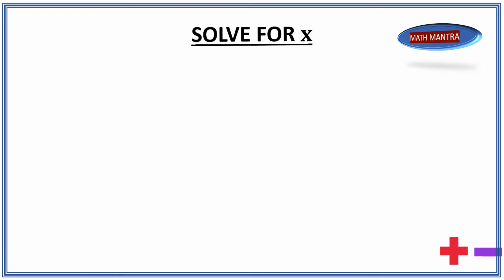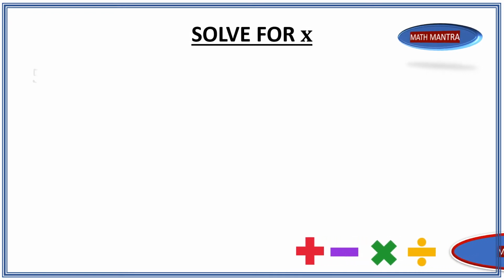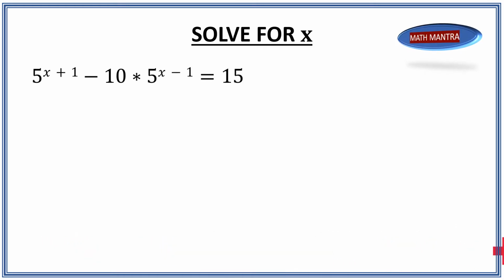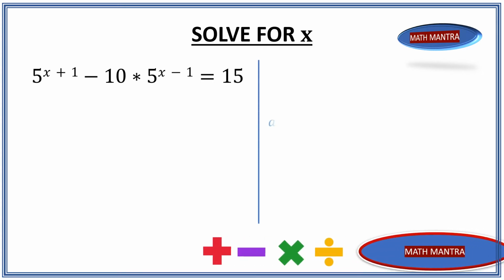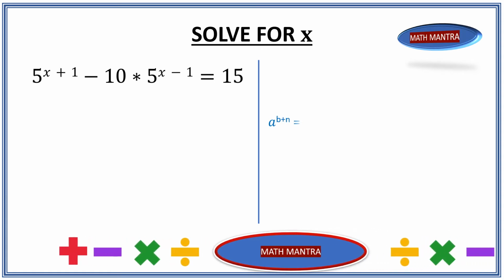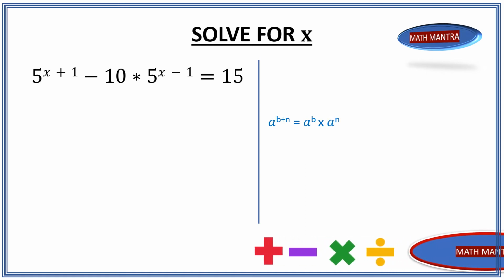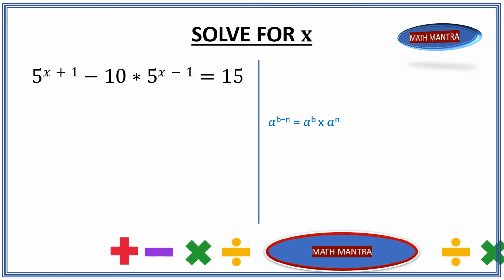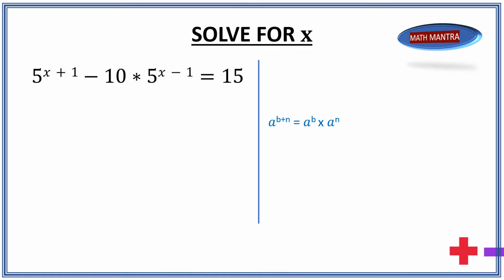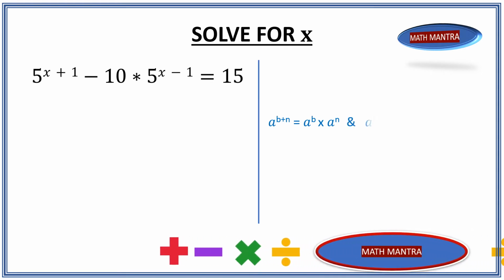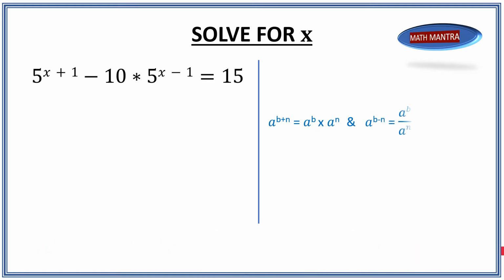So in order to solve for x, for the equation 5 to the power of x plus 1 minus 10 times 5 to the power of x minus 1 is equal to 15, let's first understand the formula that if we are given a to the power of b plus n, then we can rewrite that as a to the power of b times a to the power of n. And also there is another equation we can use in this particular scenario: if we are given a to the power of b minus n, then we can rewrite it as a to the power of b divided by a to the power of n.